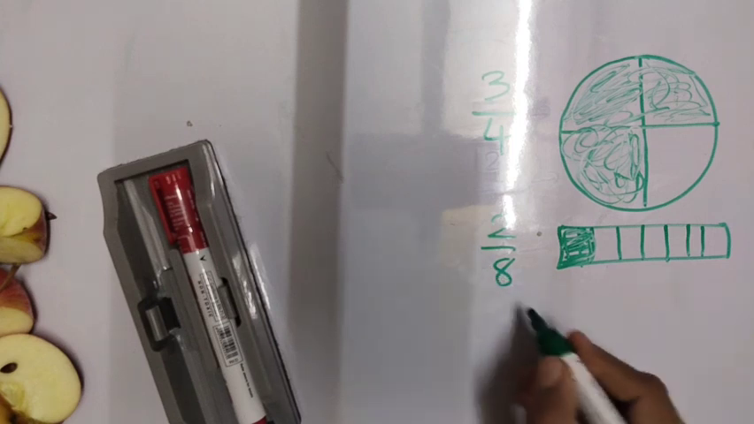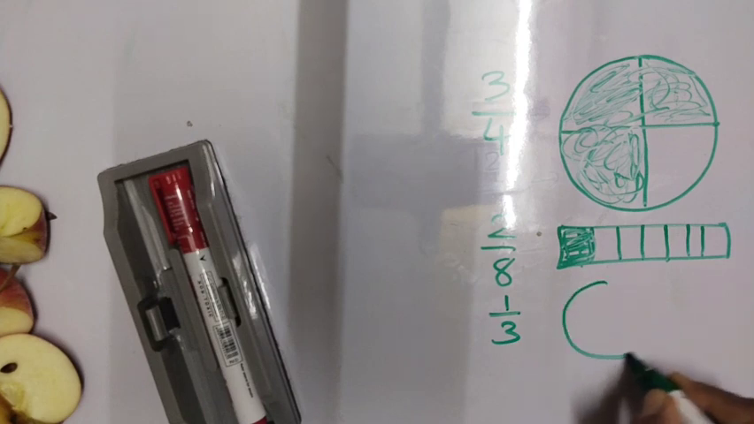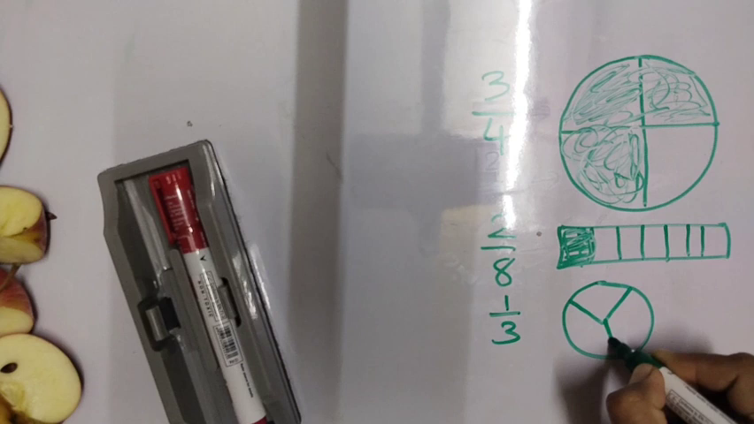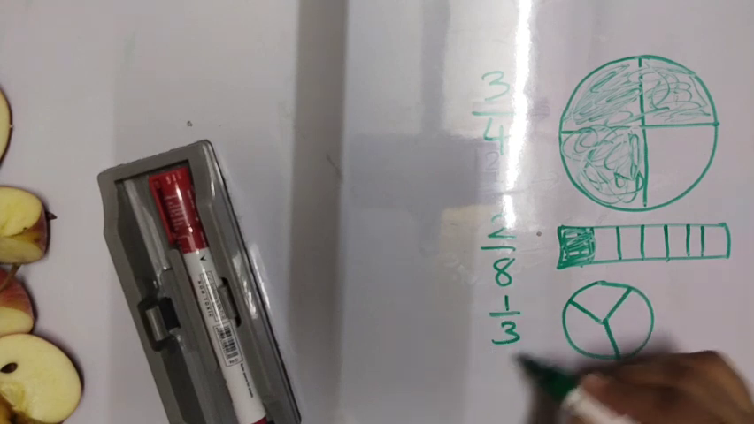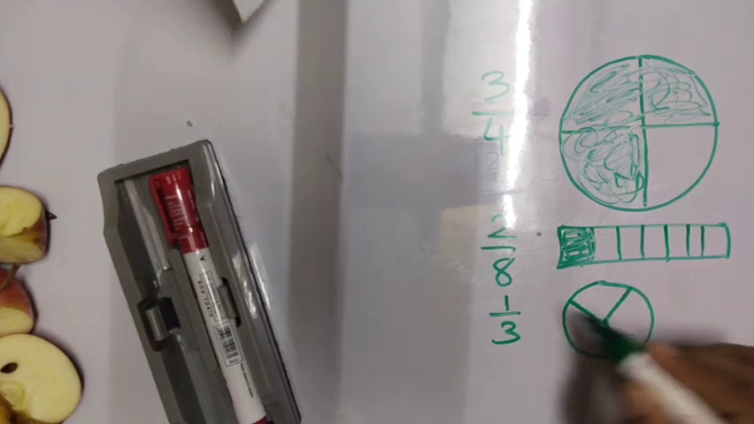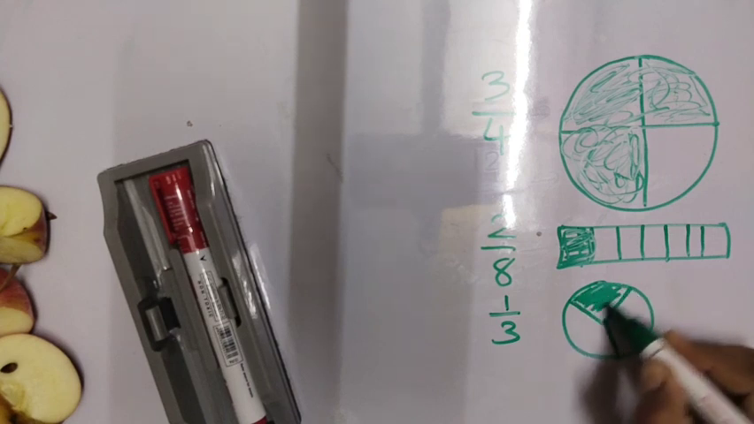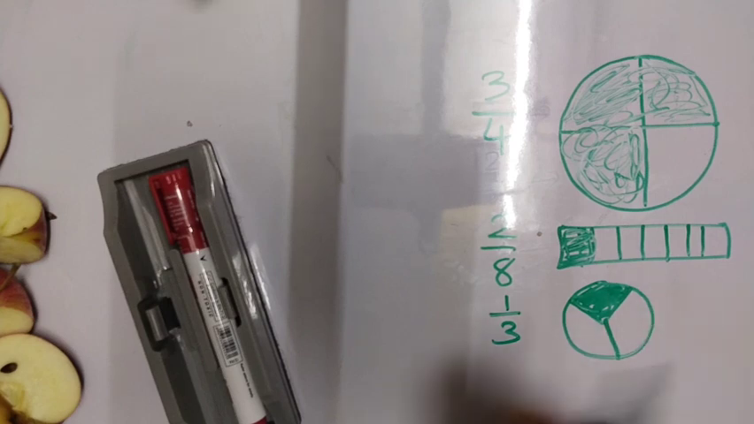For example, if we take 1/3, you can take any shape. So again we take a circle. The denominator is 3, so we need to make 3 equal parts, and the numerator is 1, so we need to fill up 1 part.